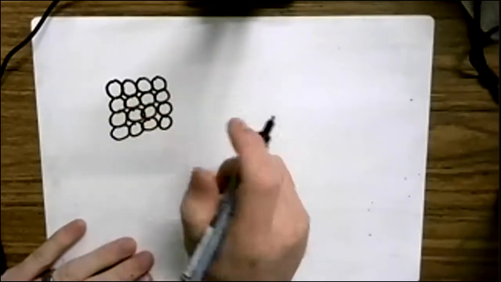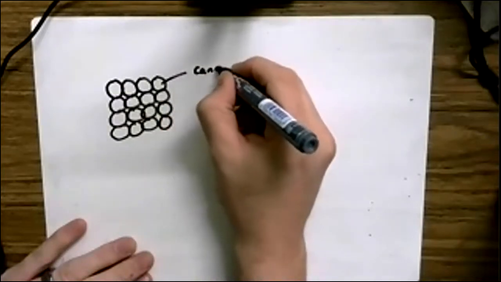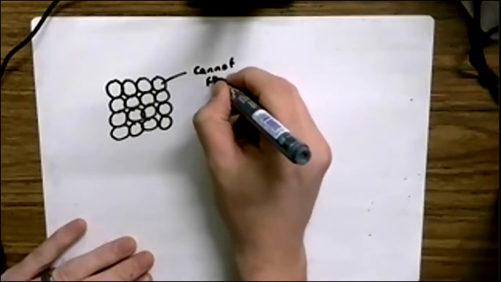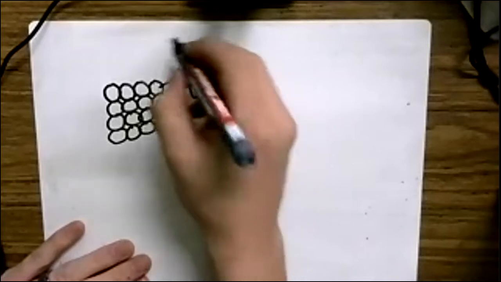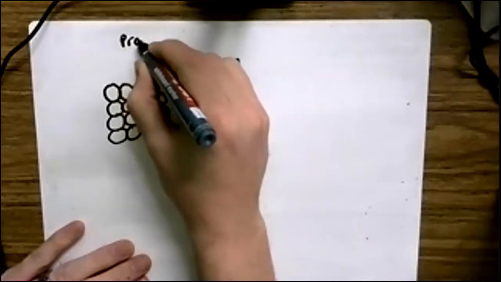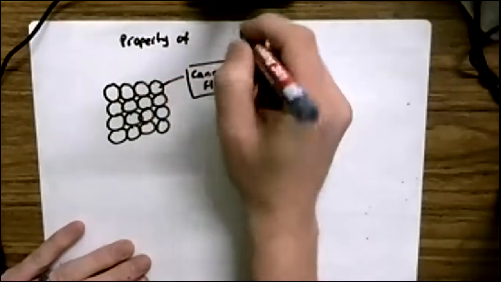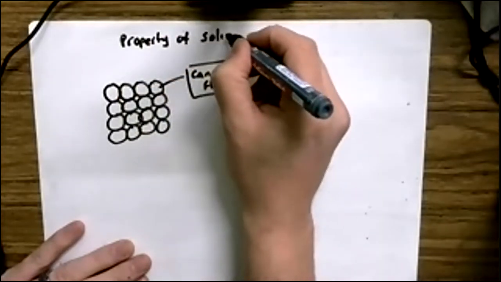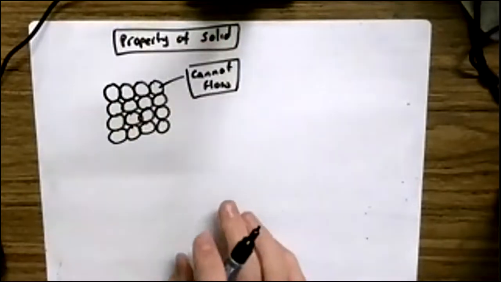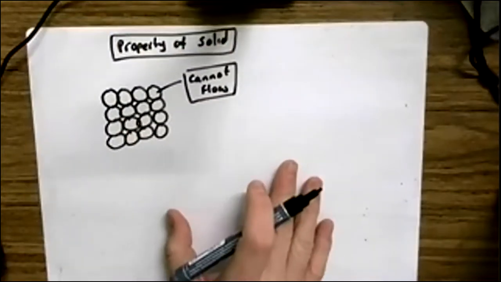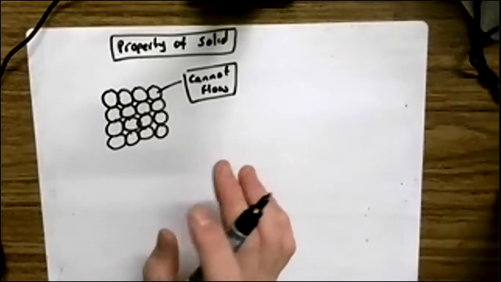Now, the properties of the solid are, the first one is that it cannot flow. A solid cannot flow. This is one of the properties of a solid. The word property really just means a feature. It's how they are, how they behave, how you can describe them. This is stuff that you can see and sense and you can figure out or you can measure.